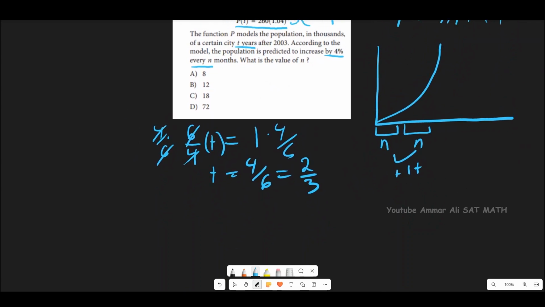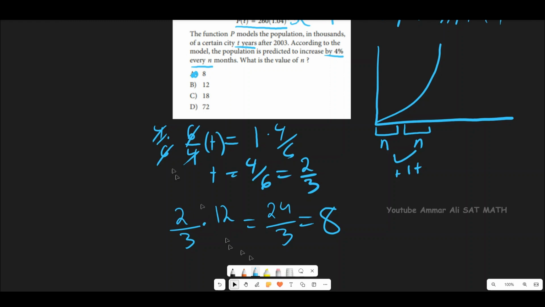But we're not done yet, right? So we know that t is equal to 2/3, right? But remember, t is in terms of years, right? So we just would times it by 2/3, and then there's 12 months in a year. So that's going to give us 24/3, which would give us 8. So is that one of our answer choices? Yes, it is right here.